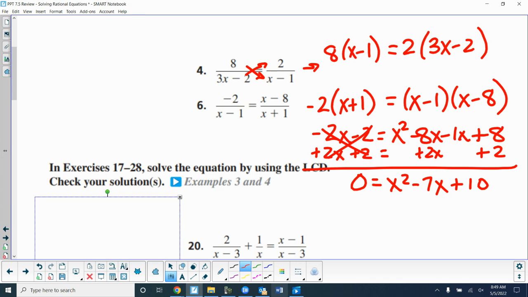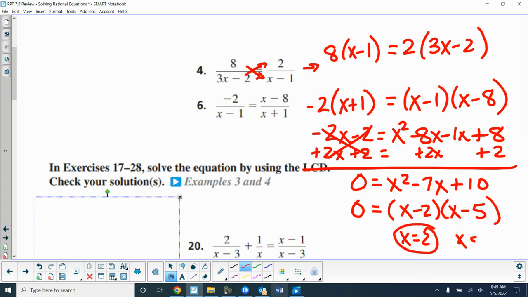Factoring that would be x minus 2 and x minus 5. When I multiply negative 2 and negative 5, I get that positive 10. When I add negative 2 and negative 5, I get that negative 7 in the middle, right? So my two answers are 2 and 5. And then I check them. 5 minus 1 and 5 plus 1 is okay, and so is 2 minus 1 and 2 plus 1. I don't get a 0 in the denominator. So 2 and 5 work.